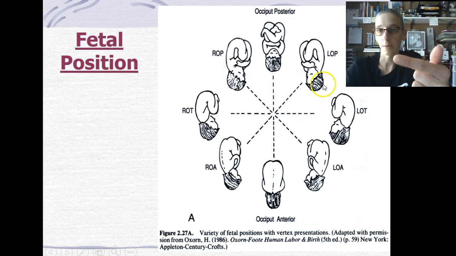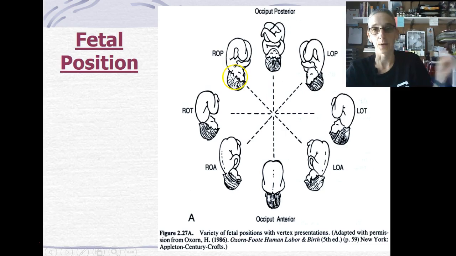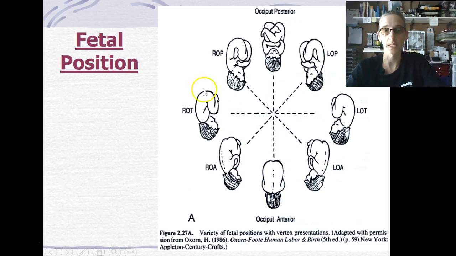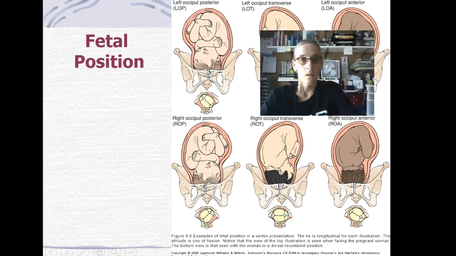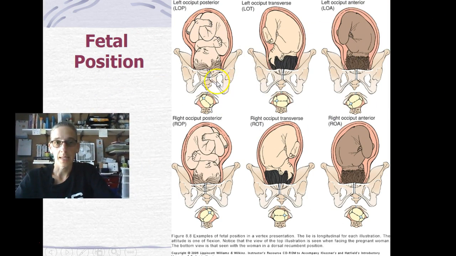We have left occiput posterior, left occiput transverse, left occiput anterior, occiput anterior, right occiput anterior, right occiput transverse, and right occiput posterior. Okay, I know that's confusing. Please take some time, ask me some questions about it, but you really do need to know this. So here it is again. Remember, this is always going to be the anterior pelvis, posterior pelvis back here in the back. Okay, this is a cross section of it. Left occiput posterior, left occiput transverse. Okay, here's all your pictures.